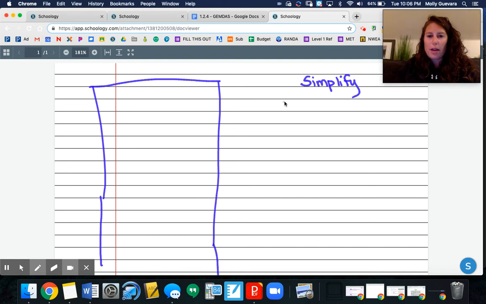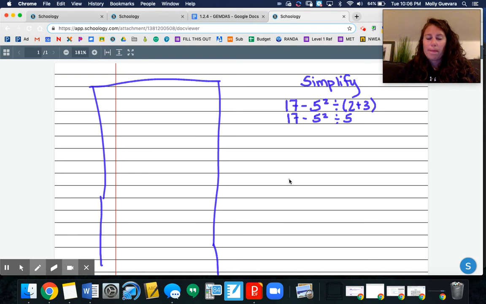So I'm going to simplify 17 minus 5 squared divided by 2 plus 3. Okay, so we're going to do order of operations. Groupings first. Where's my grouping? Right here, right? So I have to do that first. So I have 17 minus 5 squared divided by, and 2 plus 3 is 5.